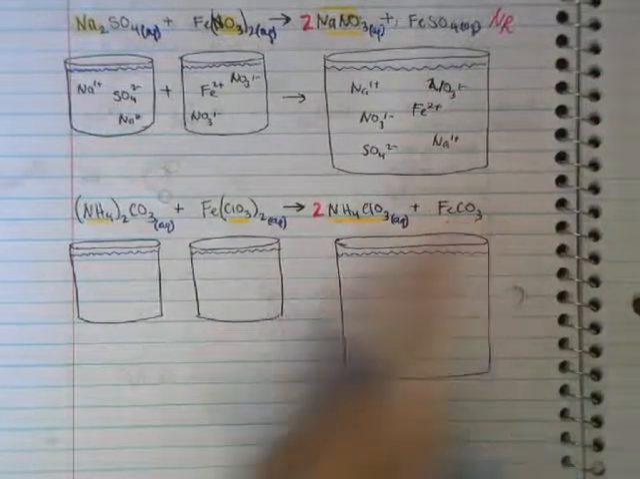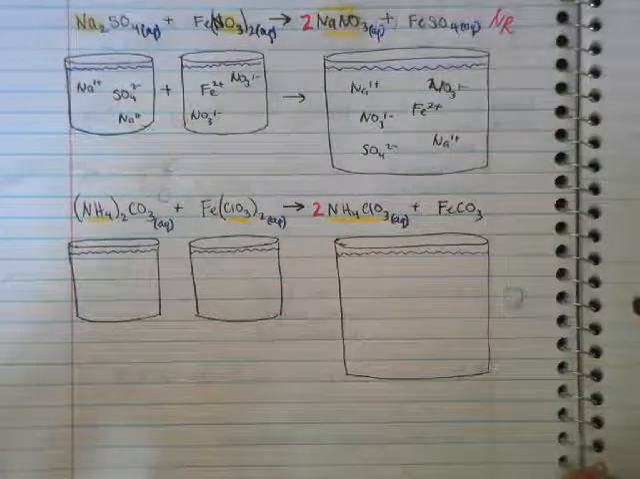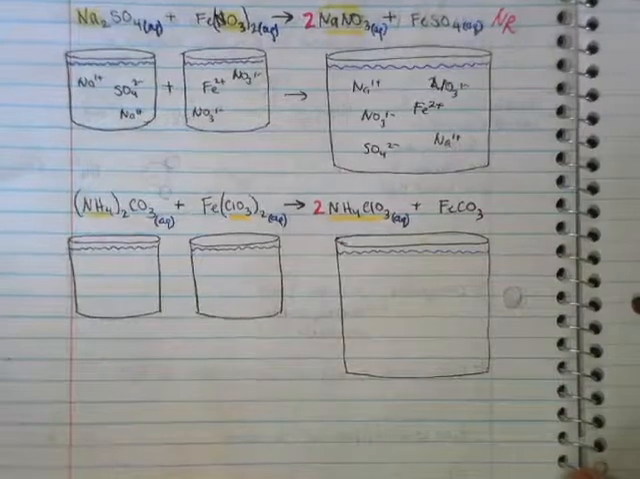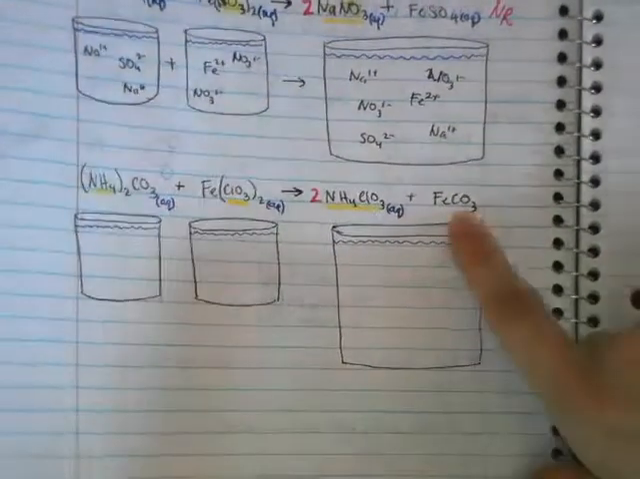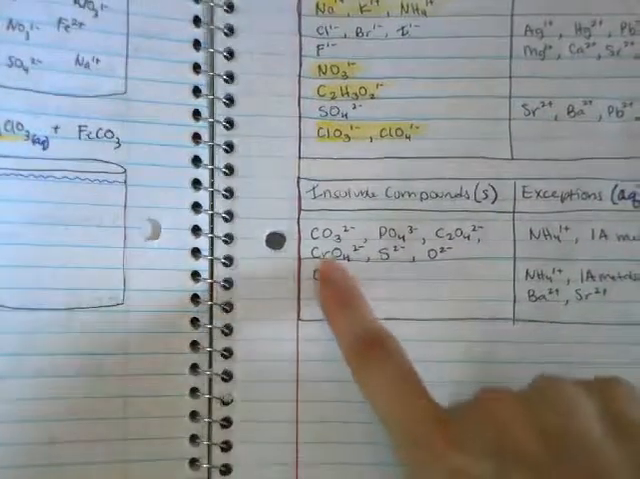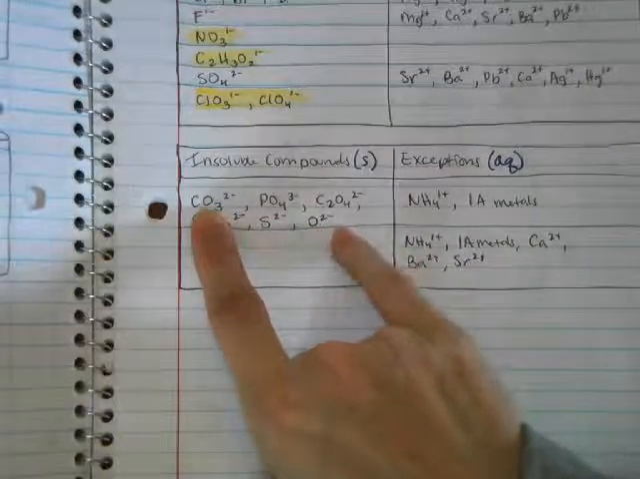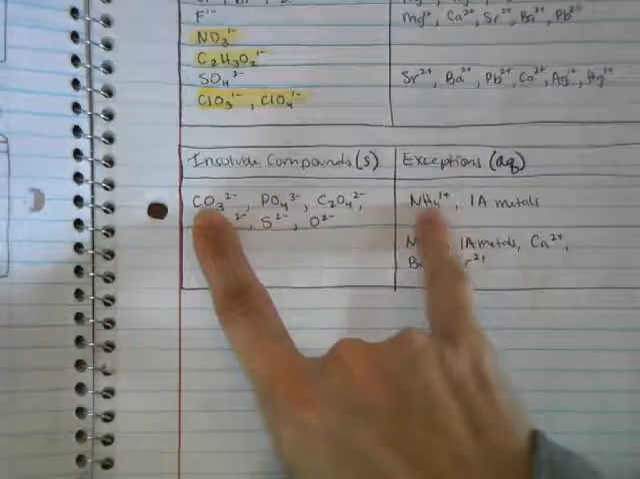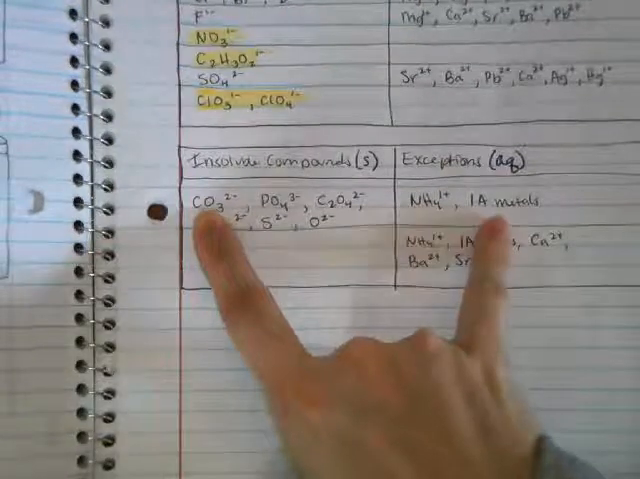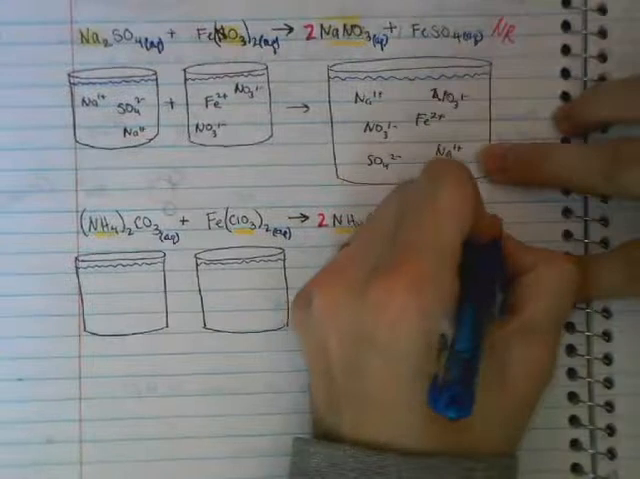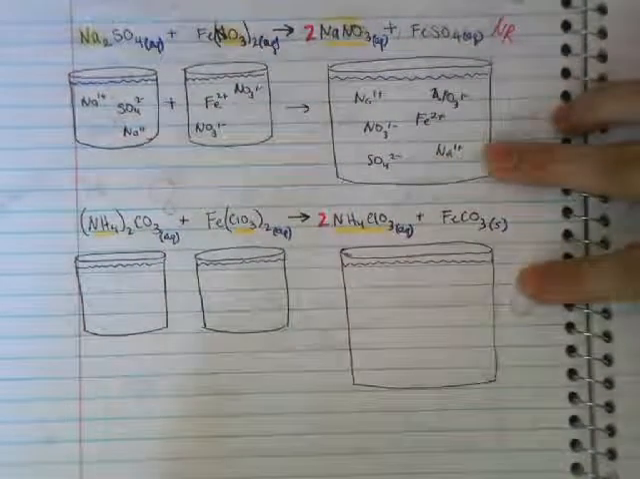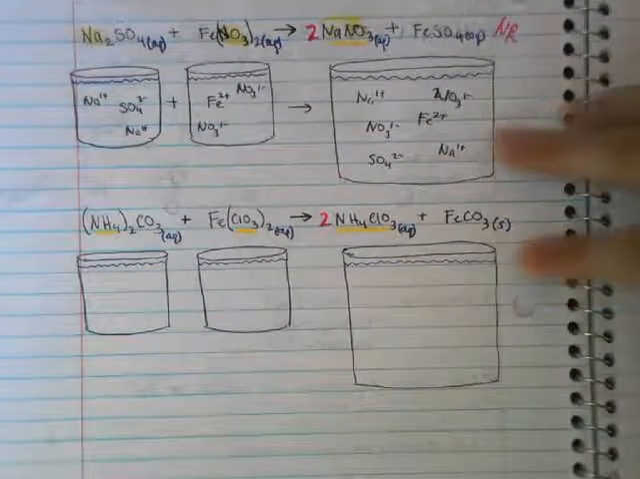Is this going to be aqueous? In other words, will it dissolve in solution, or will it fall out of solution as a solid precipitate? So you see I have carbonate. All right, that's on my chart over here. Carbonates are usually insoluble, and I want to make sure, is iron an exception? And no, it's not. Iron is not ammonium, and it's not a 1A metal. It's not an alkali metal. So what this means is I will indeed make a solid. So this reaction will happen.